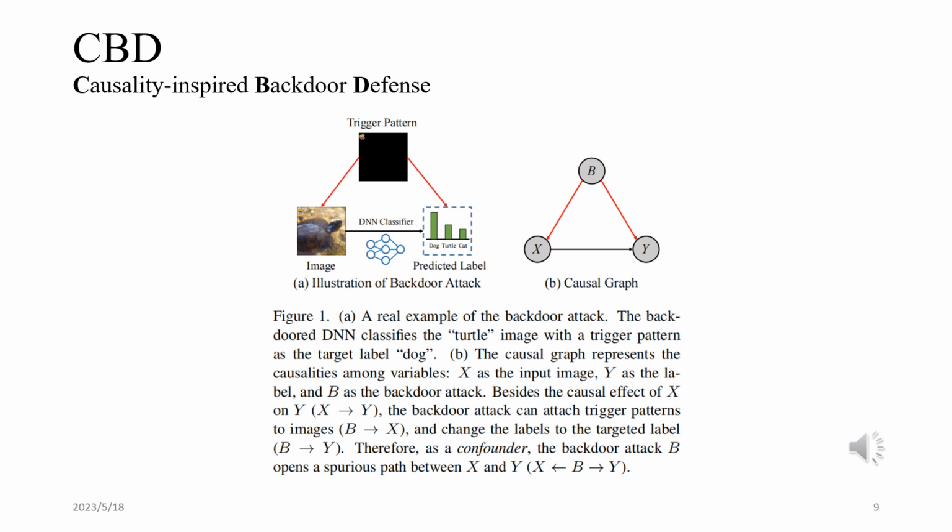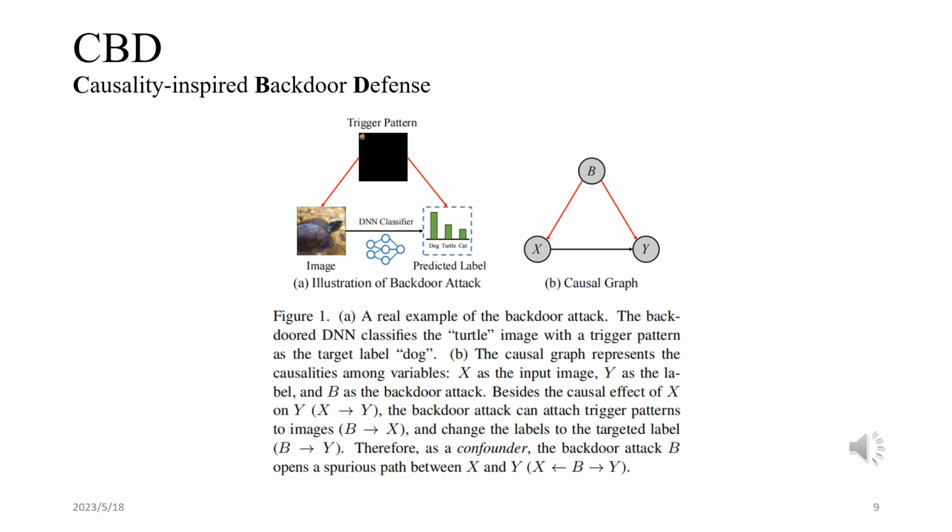Here we introduce our causality-inspired backdoor defense. Firstly, in Figure 1a, we show one real example of the backdoor attacks. The backdoored deep neural network classifies the turtle image with a trigger pattern as the target label dog. And in Figure 1b, the causal graph represents the causalities among variables, X as the input image, Y as the label, and B as the backdoor attack.